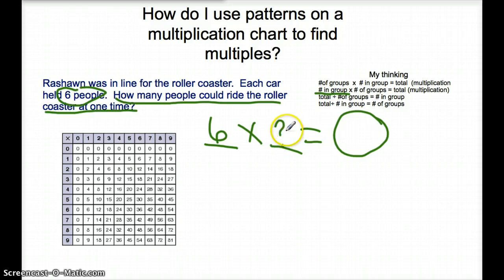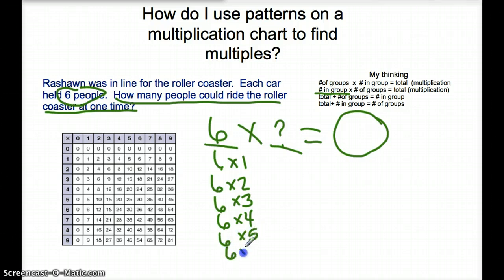So it could be 1, it could be 2, it could be 3, it could be 4, it could be 5. Which means I need to be thinking about 6 times 1, 6 times 2, 6 times 3, 6 times 4, 6 times 5, 6 times 6. And when I'm doing that, that means I'm looking for those multiples. So what I'm going to do is I'm going to use my hundreds chart, my multiplication chart, and I'm going to go to the 6's. And any of these could be my answer because these are all multiples of 6.